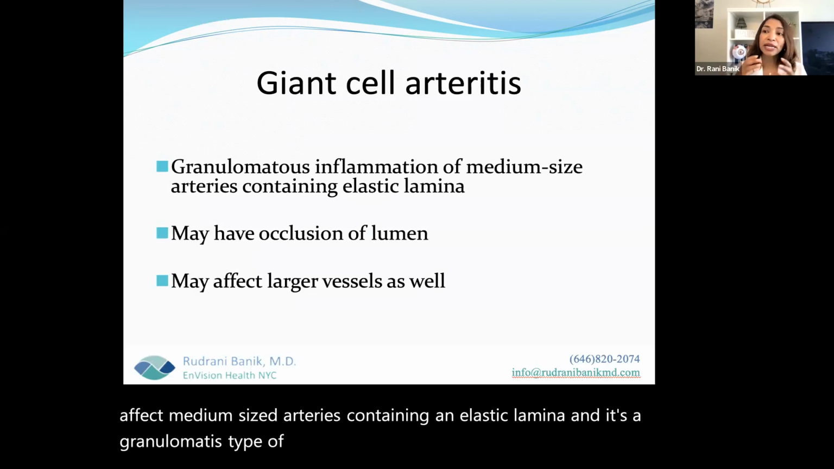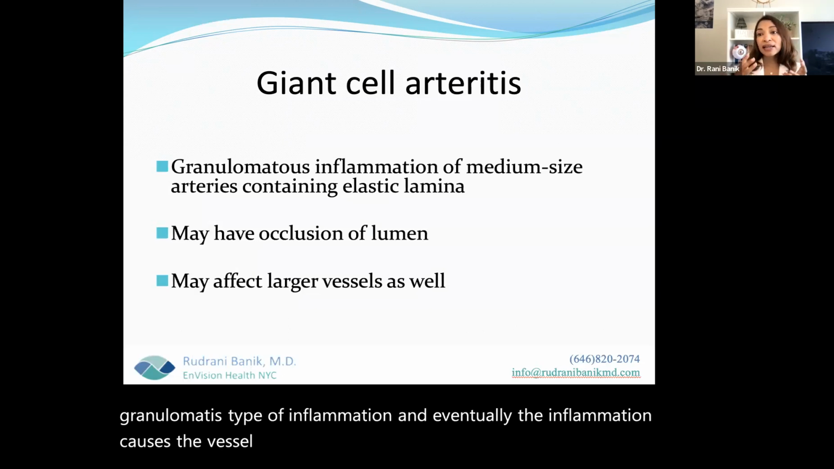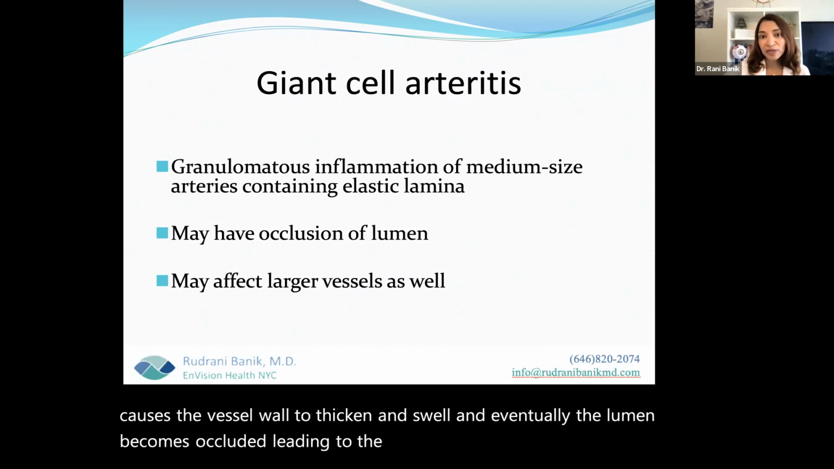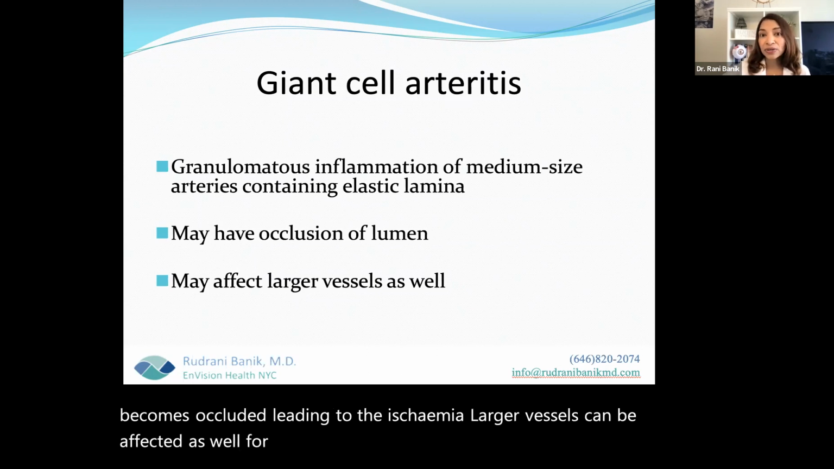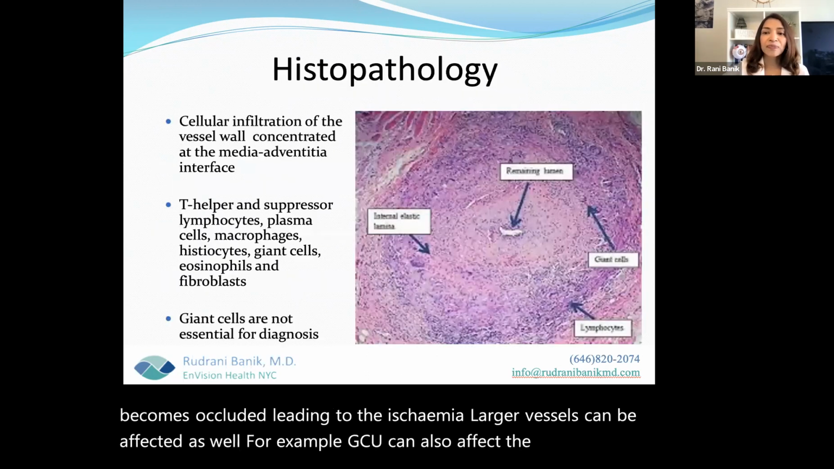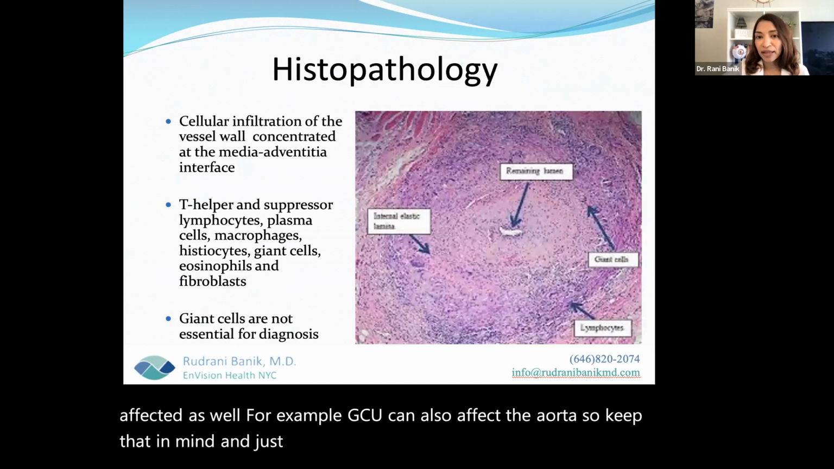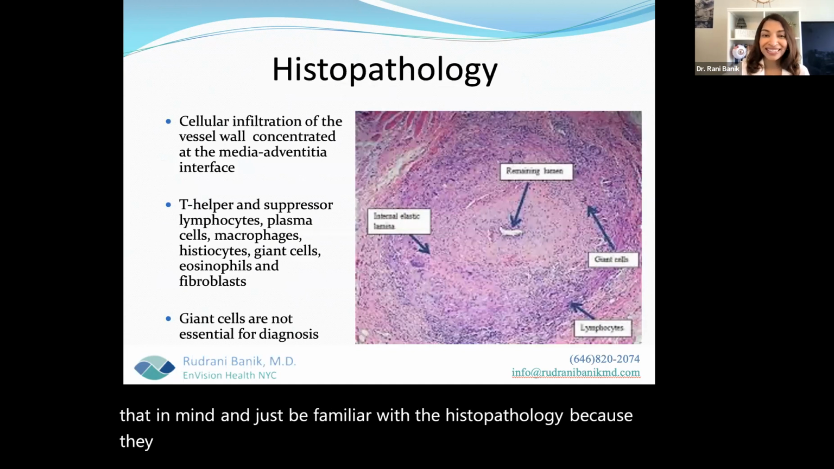And eventually the inflammation causes the vessel wall to thicken and swell, and eventually the lumen becomes occluded, leading to the ischemia. Larger vessels can be affected as well. For example, GCA can also affect the aorta, so keep that in mind. And just be familiar with the histopathology, because they love to have this question on exams.